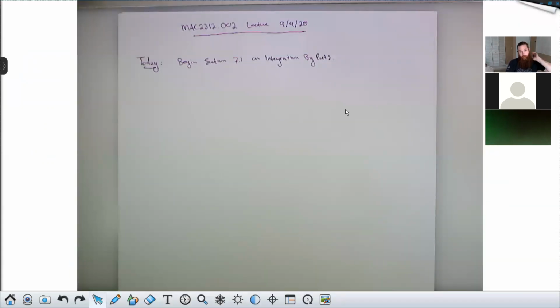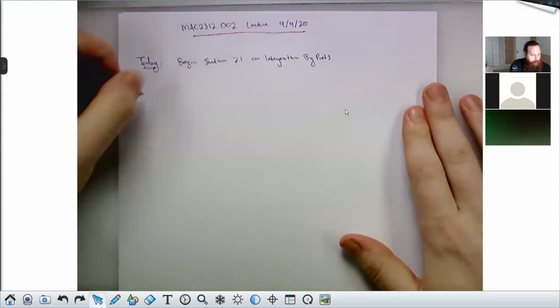So integration by parts, what is it? What do we do with it? Let's take a look. I think the only fair thing to do is show you the theorem.